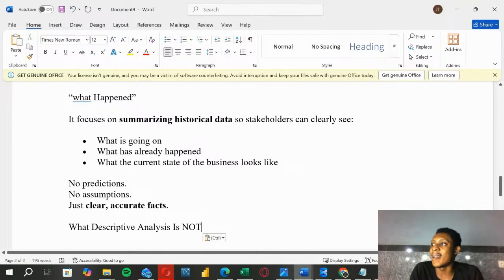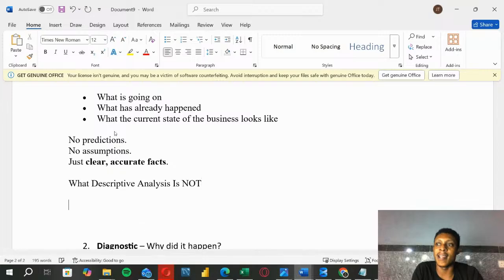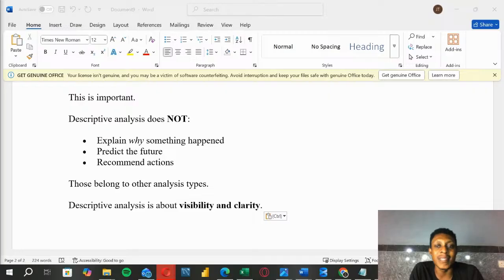Next, what descriptive analysis is not. You have to know what it is and what it is not. Descriptive analysis does not explain why something happened. It doesn't predict the future. You understand? Descriptive analysis does not recommend action. This belongs to other analysis types.